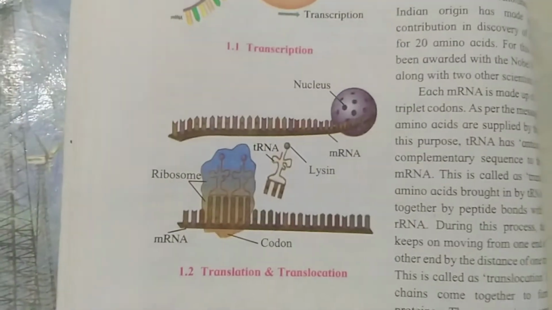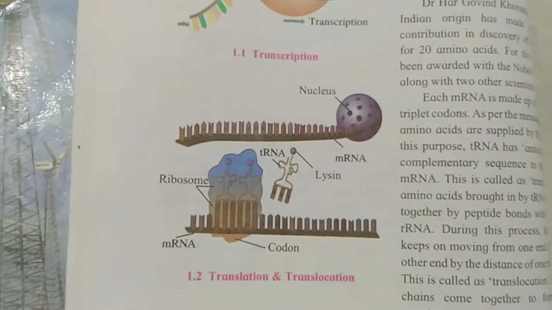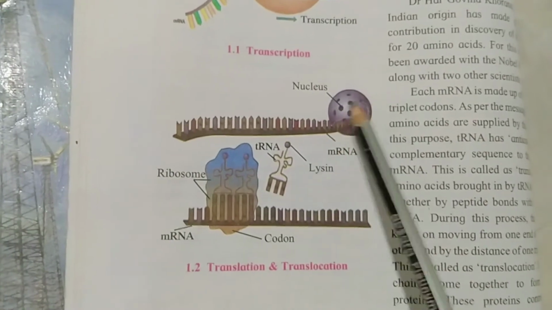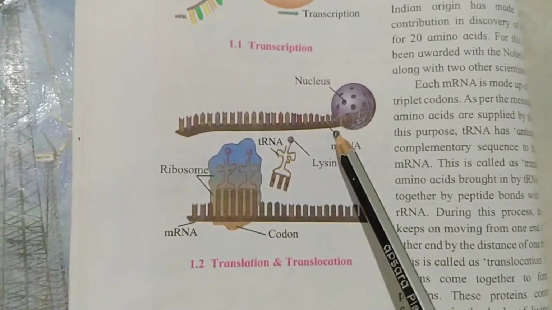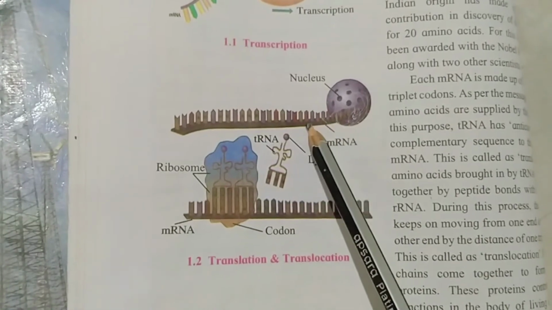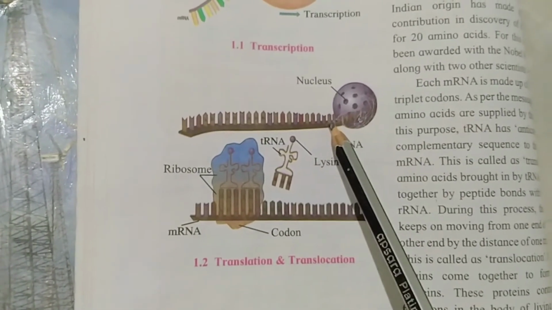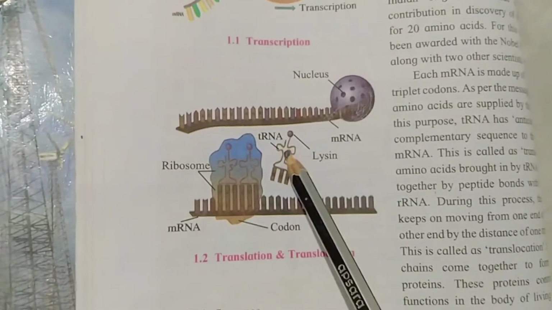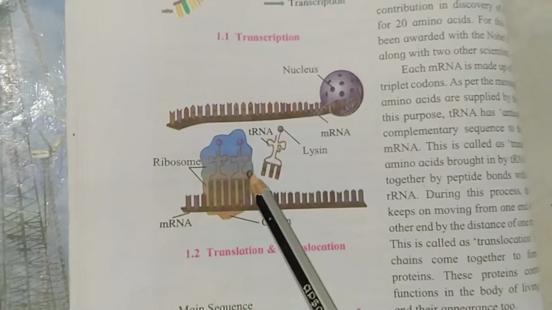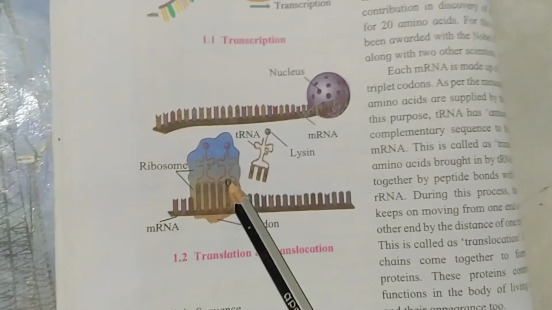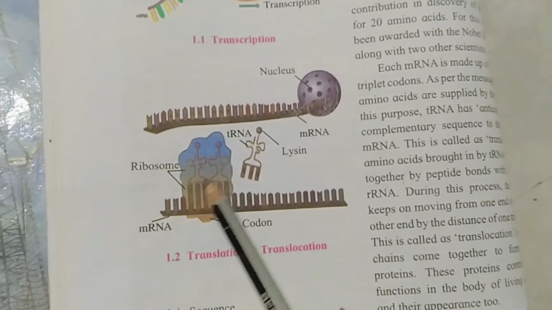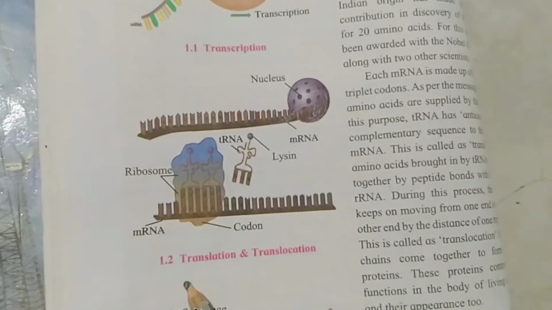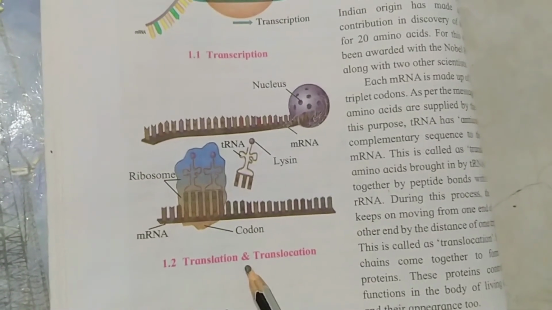In translation, the information from the nucleus, from the DNA, is carried by the messenger RNA, and then the sequence is read with the help of the triplet codon. This is the translation process.